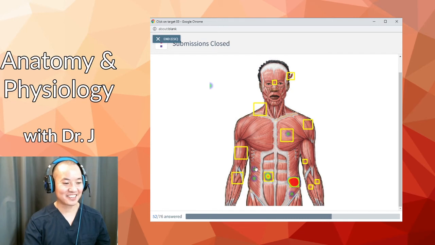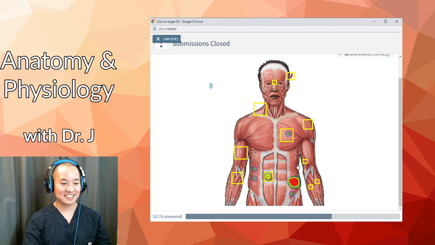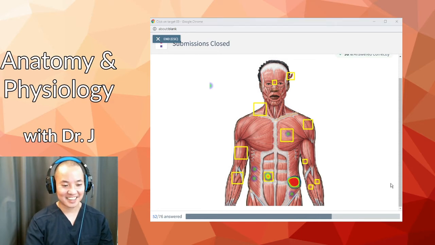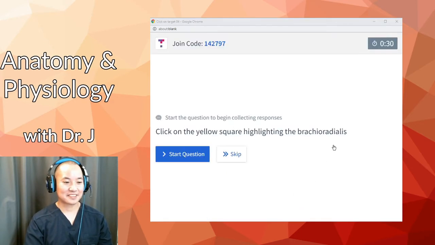So yes, you are correct, the people who clicked over there. Most of you who clicked there are correct. Again, the external oblique, with oblique meaning a slant. So yes, you are clicking on the external oblique, but to get the right answer in this click on target, you have to click on the square. So all right, next question.